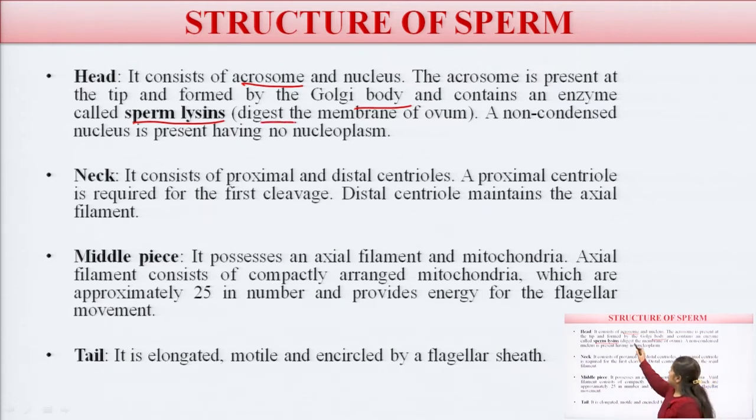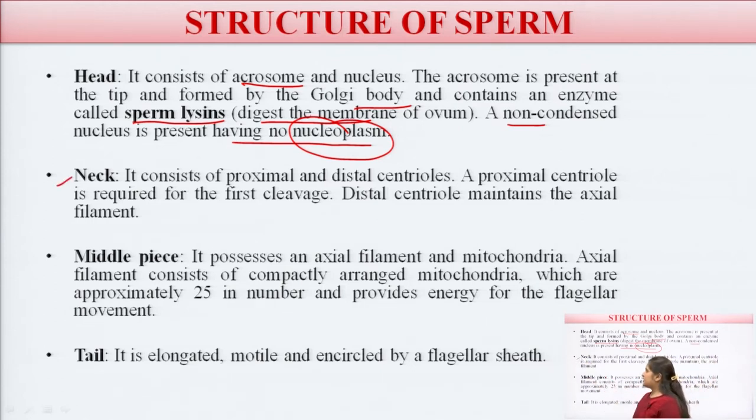It is for the digestion of the membrane of the ovum, and there is a non-condensed nucleus which has no nucleoplasm. What is nucleoplasm? Nucleoplasm is the fluid present in the nucleus. So, basically in this part only the nucleus is present, but there is no nucleoplasm in the head part. Now, the next one is the neck.